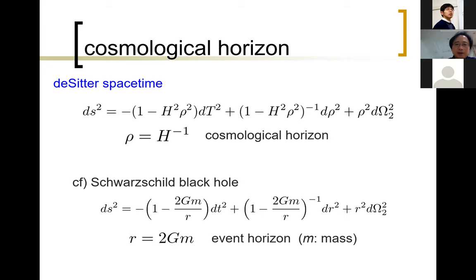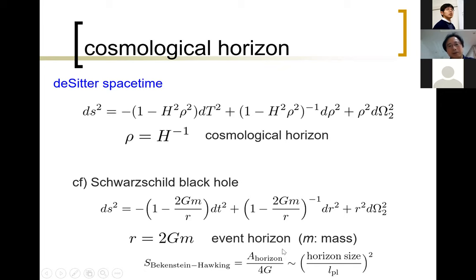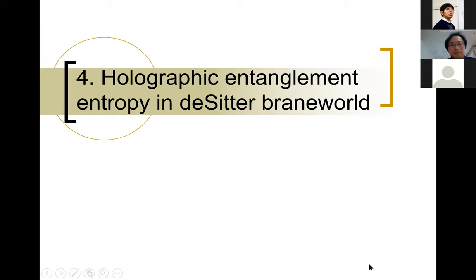M is a mass and G is the Newton constant, the gravitational constant. The Bekenstein-Hawking formula is given by this, and if you use the Planck length, this is written like this. So from now on, I discuss holographic entanglement entropy in the de Sitter brane world model.